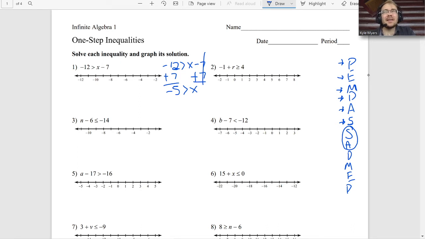Well, does that mean that x is supposed to be greater than negative 5? No. What we have to do is flip it around. Well, if you flip it around, you have to flip the sign around as well. So you have to be careful.